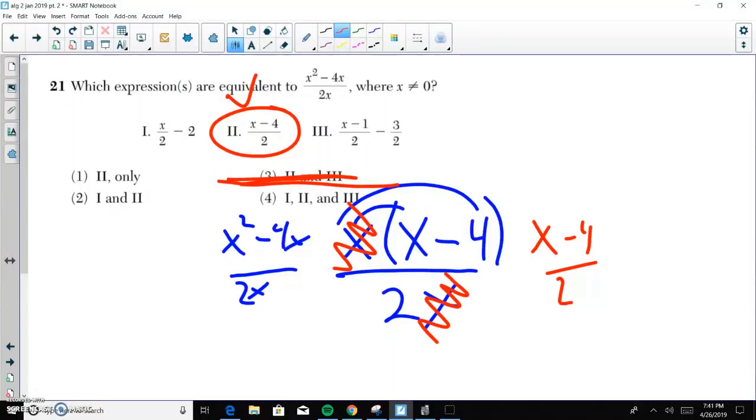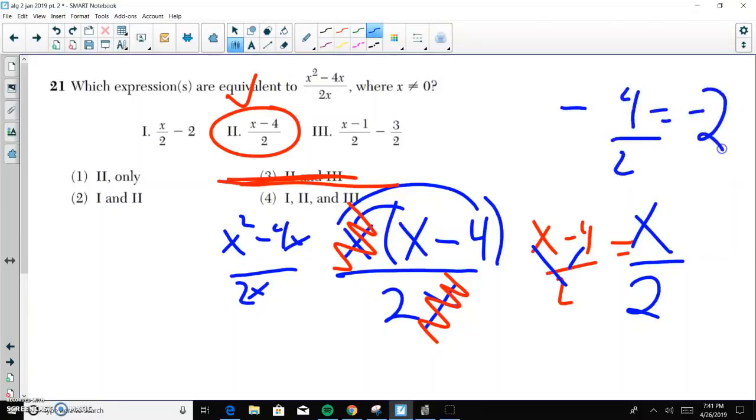So we know it's not just 2 and 3. Alright, now we're going to see which other choices it could be. So let's do x over 2 and then negative 4 over 2. So x over 2. And what is negative 4 over 2? That's negative 2. 4 divided by 2 is 2. Minus 2. And that is choice 1. So choice 1's correct too.